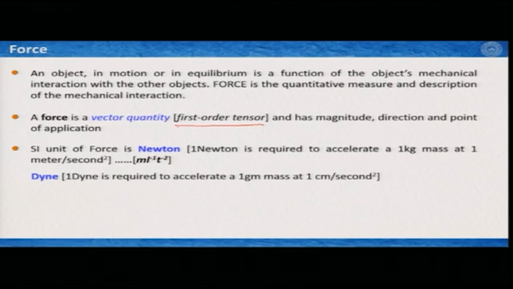The SI unit of force, you know, is Newton. 1 Newton is required to accelerate 1 kilogram mass at 1 meter per second square. And if we see its dimensions, it is M L T to the power minus 2, that means mass, length and time. So this is how M, L, T are considered. Then there is also one unit of force that people commonly use, called dyne. 1 dyne is required to accelerate 1 gram mass at 1 centimeter per second square.